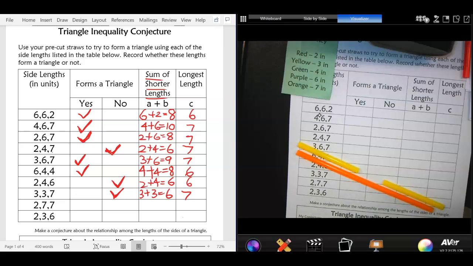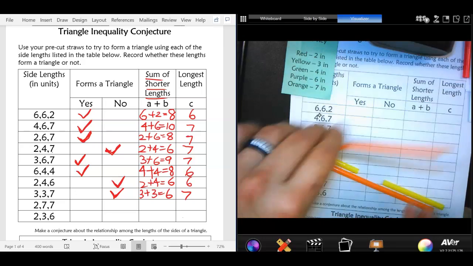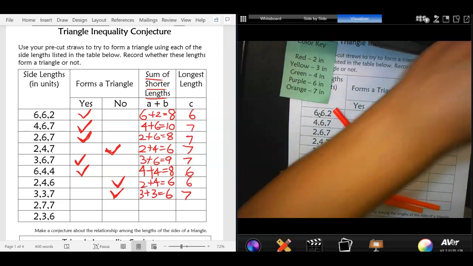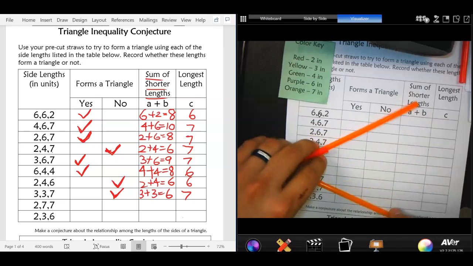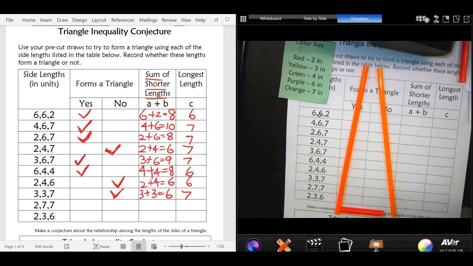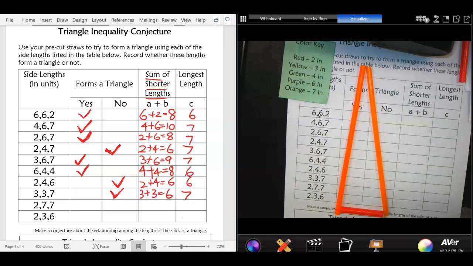Okay, 2, 7, 7 is going to be red, orange, orange. So let's grab those. Now, if you've got two long ones, that should work. Look at that. It's like an isosceles triangle, okay? So yeah, it works out. The two smaller ones are 2 and 7. 2 plus 7 is 9. The longest side is just 7, okay?